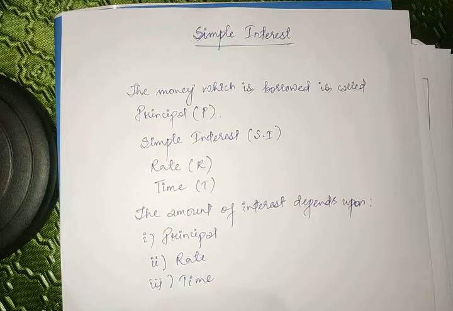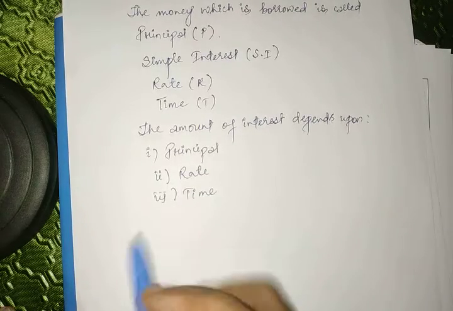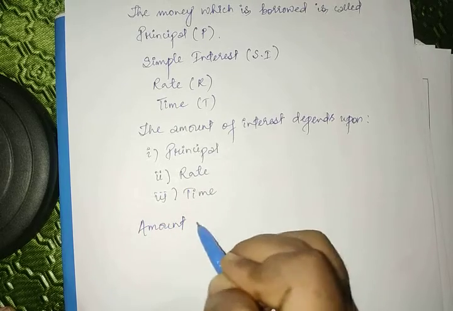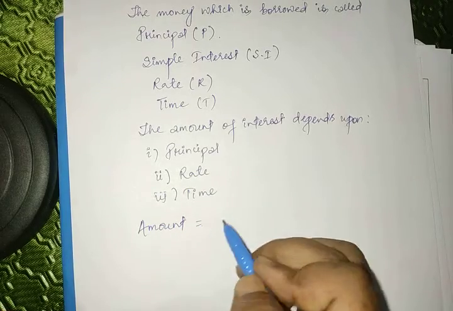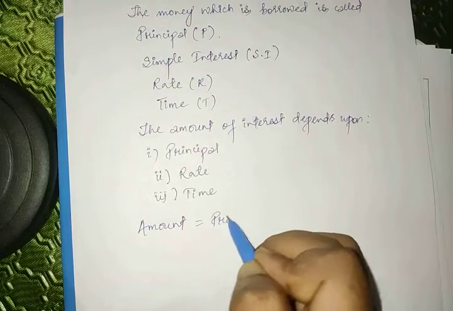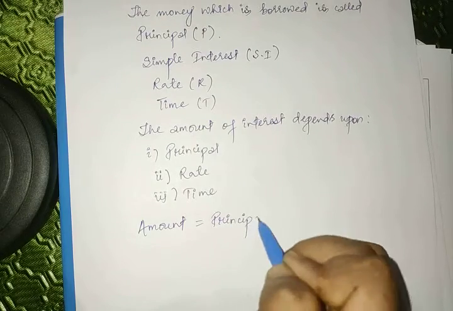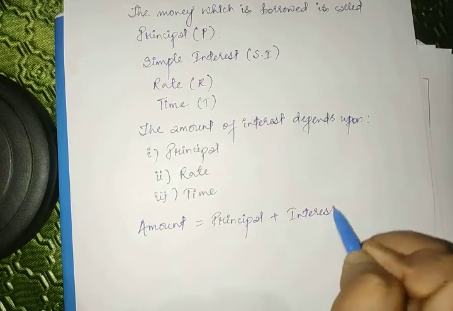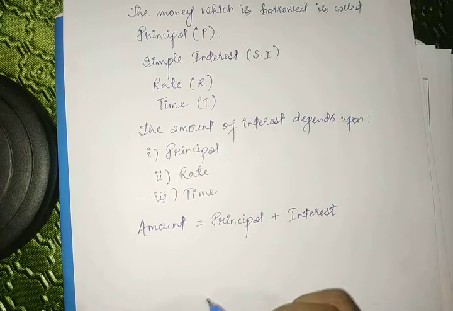Now there is a formula for amount. How to find amount? The total money paid to the lender is principal plus interest. So I'm writing the formula for amount. How to find the amount if the principal and interest are given? The formula is principal plus interest, or simple interest, you can say. Interest and simple interest are the same thing.